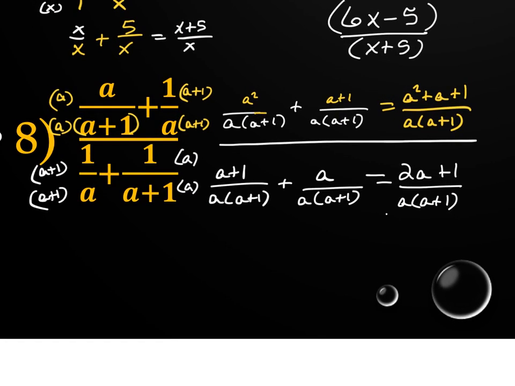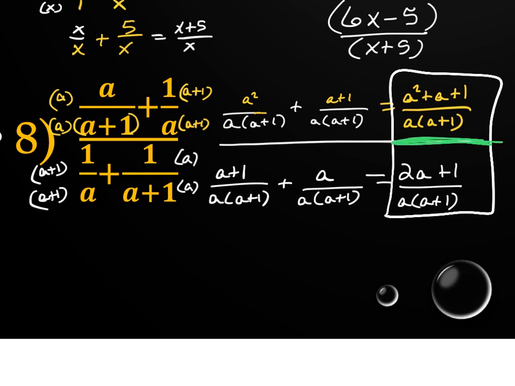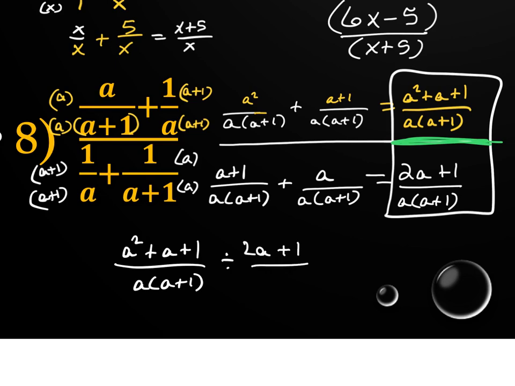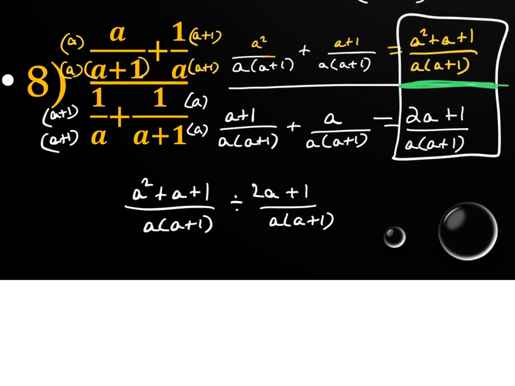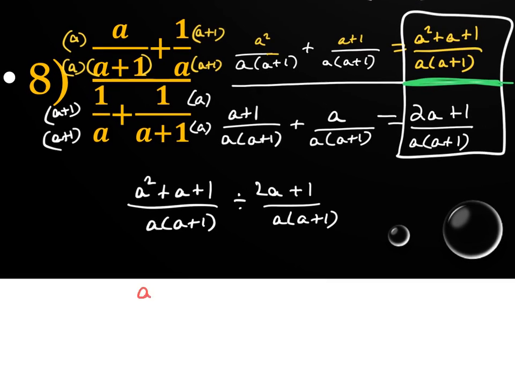All right, so now this is my problem here. And again, this fraction bar means division. So I'm doing a squared plus a plus 1 over a times a plus 1 divided by 2a plus 1 over a times a plus 1. I'm going to do my keep flip change. So it's a squared plus a plus 1 over a times a plus 1. Change the division to multiplication, flip upside down.